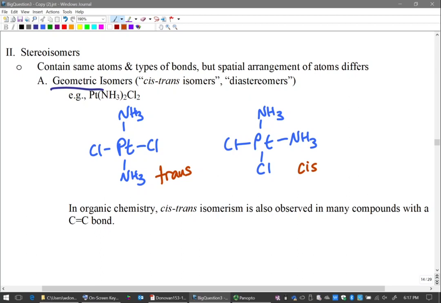If we had two ammonias, a chloride, and a water, for example, the ammonias could be cis or trans, and then the other two would occupy the positions that are left. So you don't have to have two pairs. But here we do.